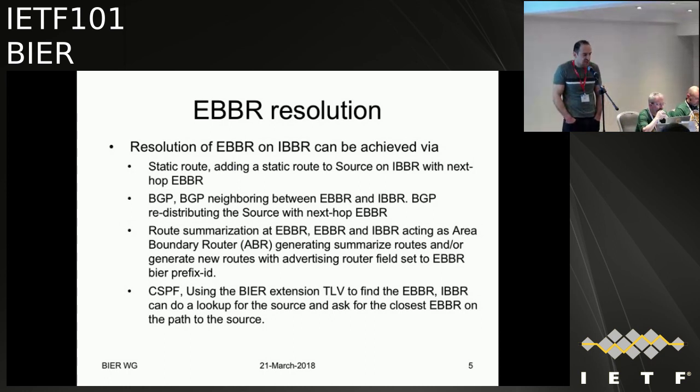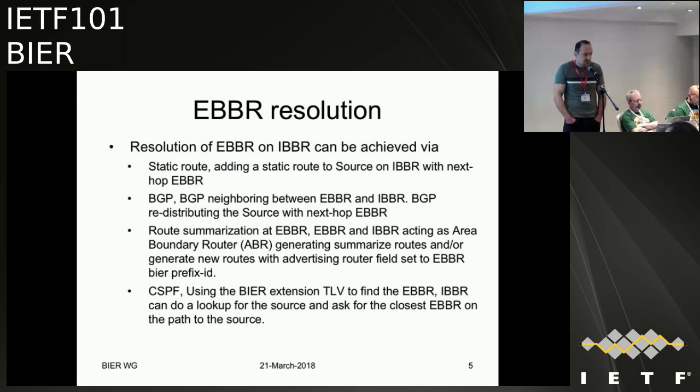The second pretty obvious one is BGP. What that means is that between the egress BIER boundary router and the ingress BIER boundary router, the edge routers, you create a BGP session and you advertise their BIER prefix ID through that BGP session. Again, it becomes a recursive lookup, and you can find your path throughout the BIER domain via that recursive lookup.